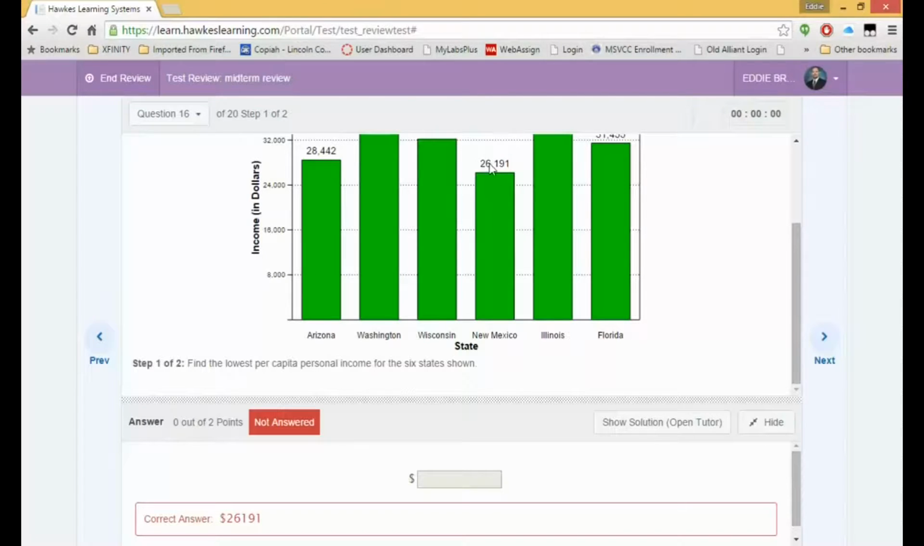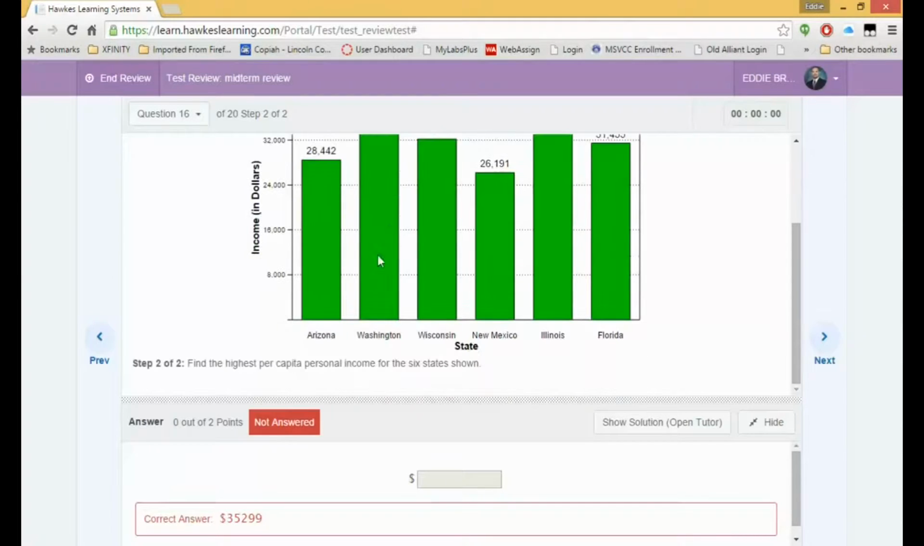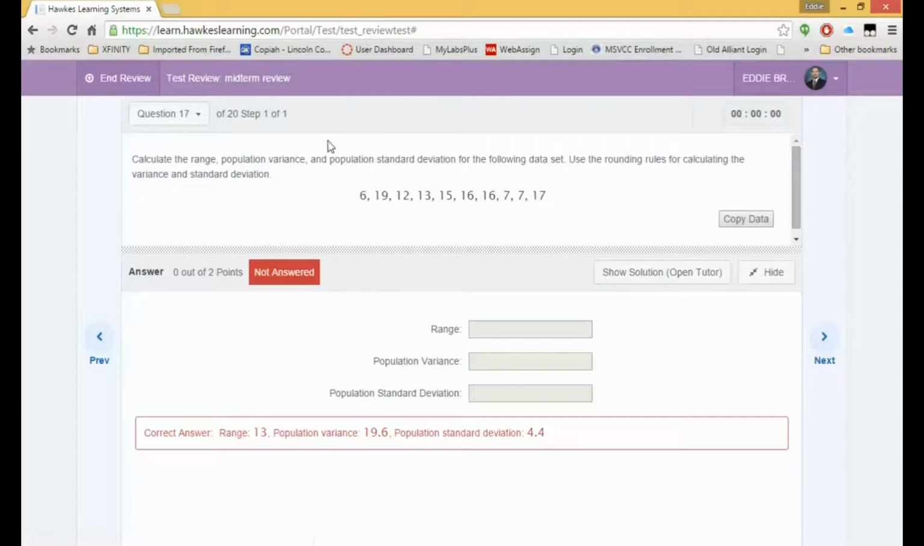and 26,191. Find the highest per capita, 35,299, Washington. Looks like you just enter in the number, not the state. Let's see.